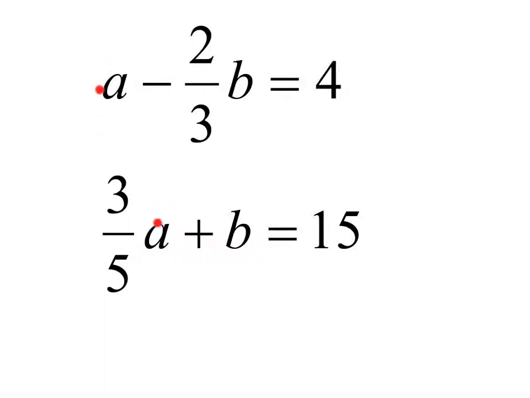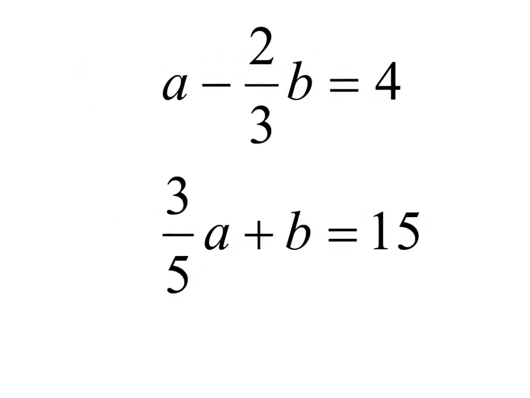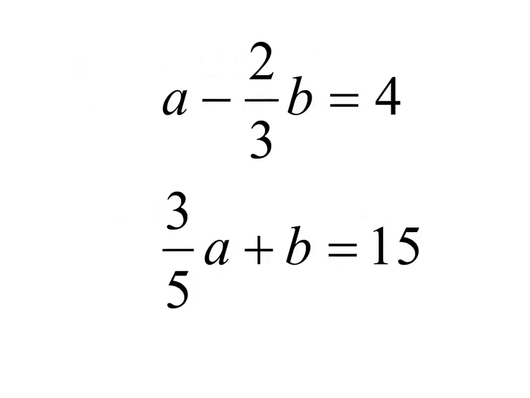So, first thing that we need to do is eliminate a variable. We're going to eliminate a, and to do that, the coefficients have got to be the same, but the signs have got to be different. They've got to be the opposite. We need a positive and a negative. So how are we going to do that?